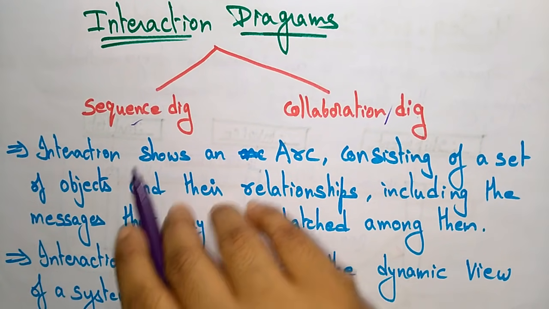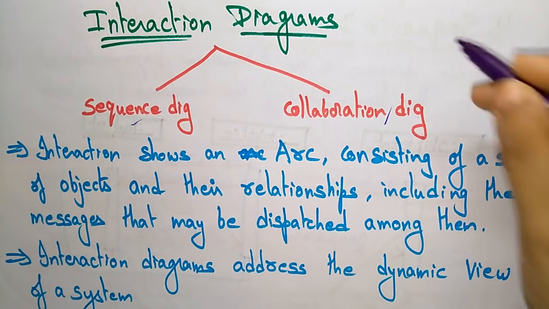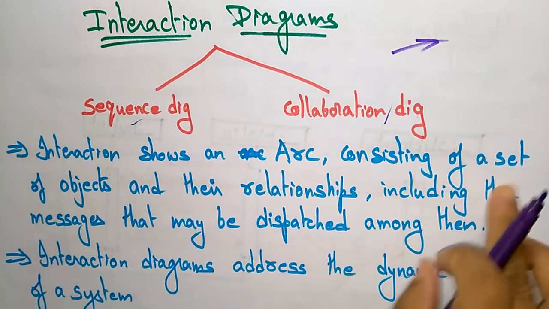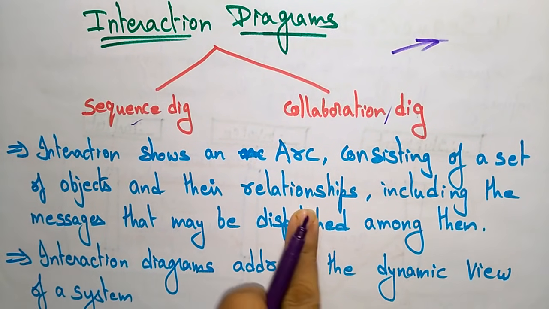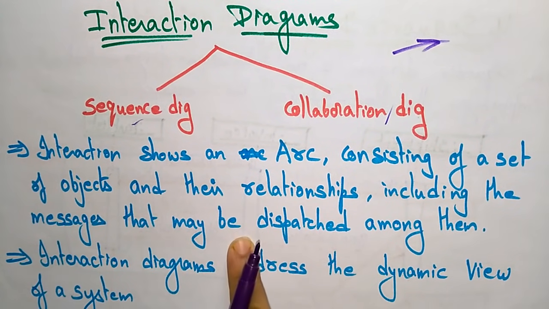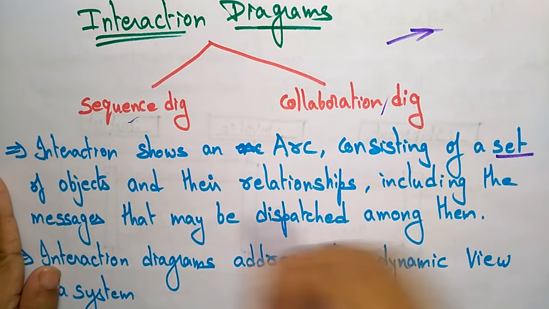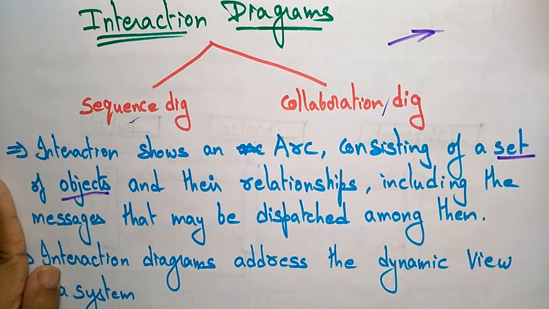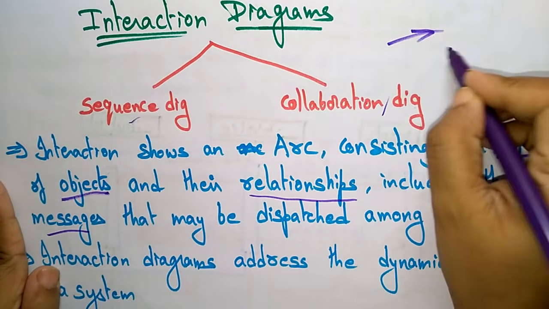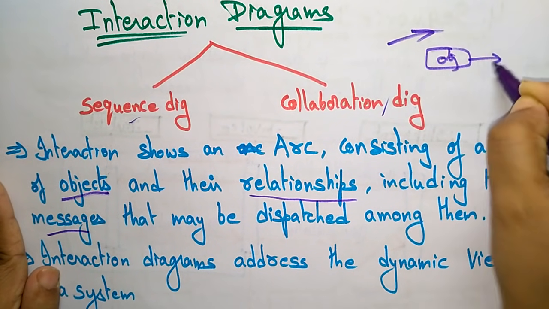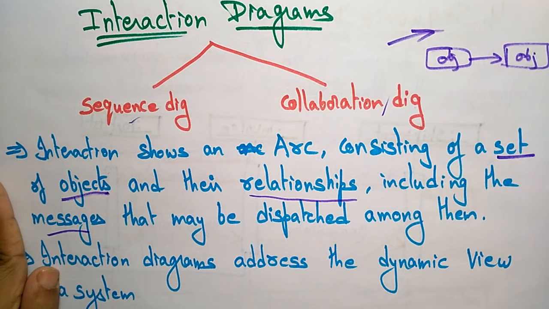Interactions just show an arc consisting of a set of objects and their relationships, including the messages that may be dispatched among them. So the interaction diagram shows a set of objects, and the relationships also, including the message that is passing from one object to another object. A message will be passed from one object to another object.